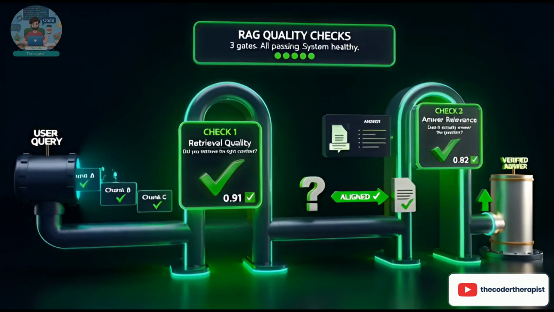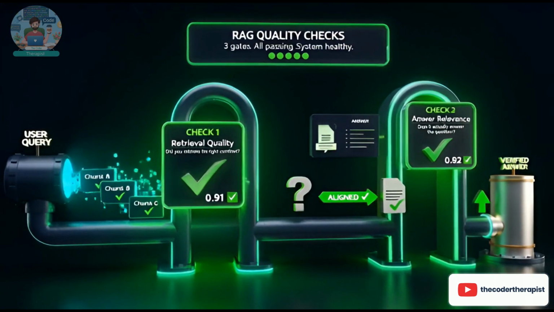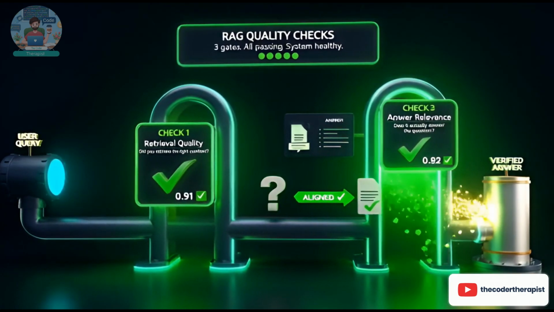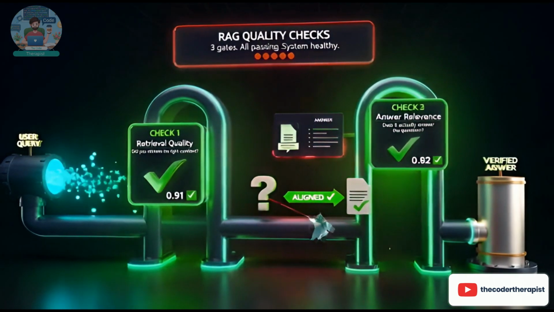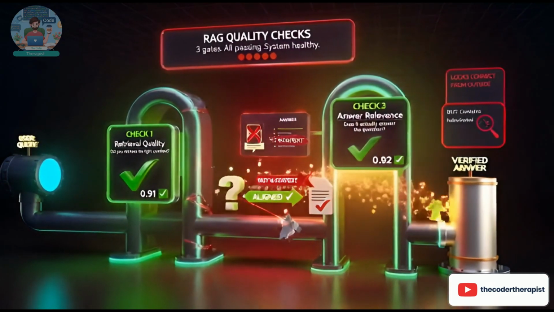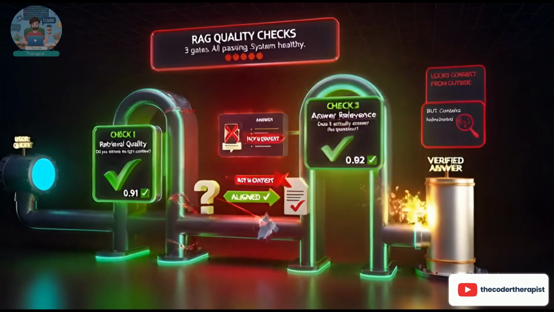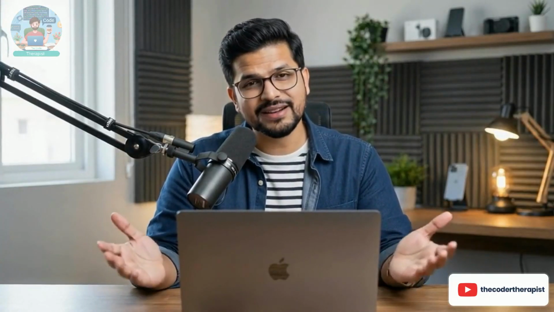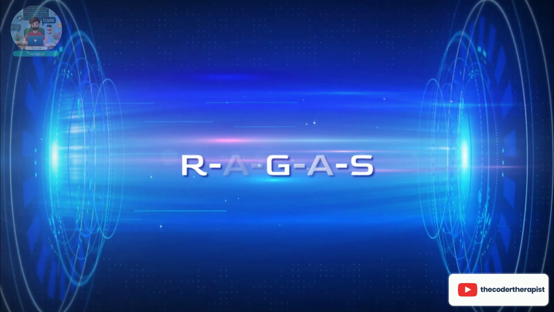Did you retrieve the right context? Retrieval quality. Is the answer grounded in that context? Faithfulness. Does it actually answer the question? Answer relevance. Miss any one of these and your system is broken in a way you can't see from the outside. This is where RAGAS comes in.